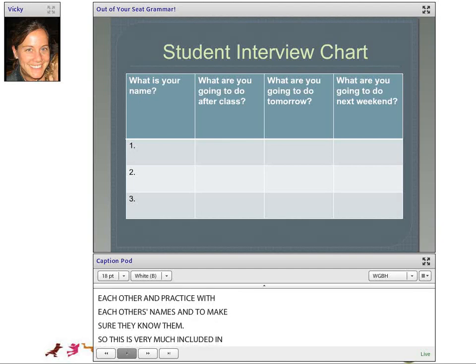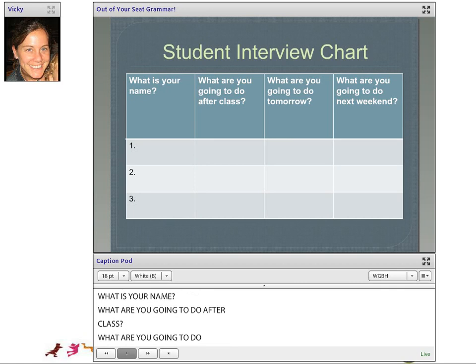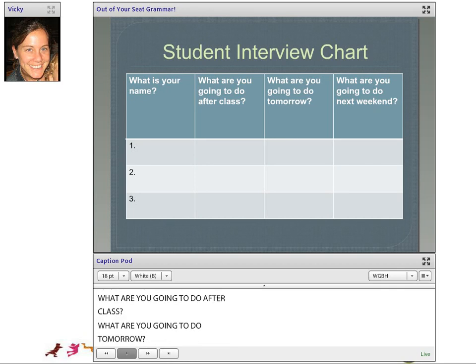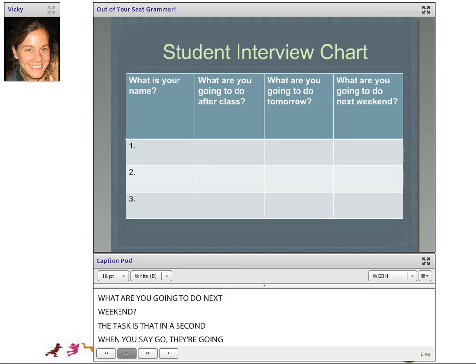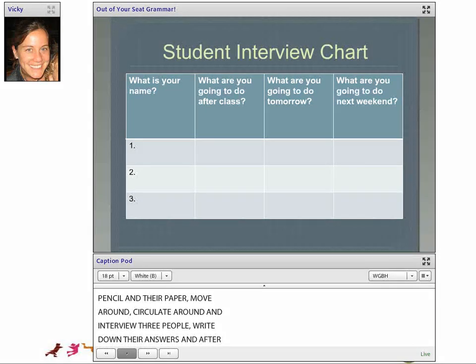So have them repeat all of these 4 questions back to you before they begin. What is your name? What are you going to do after class? What are you going to do tomorrow? What are you going to do next weekend? The task is that in a second, when you say go, they are going to need to stand up with their pencil and their paper, move around, circulate around, and interview 3 people, write down their answers, and after they have finished interviewing their 3 people and writing down their answers, they should sit down.